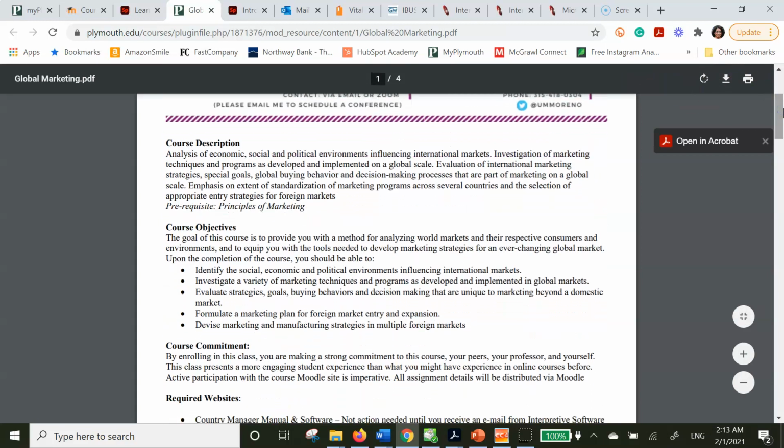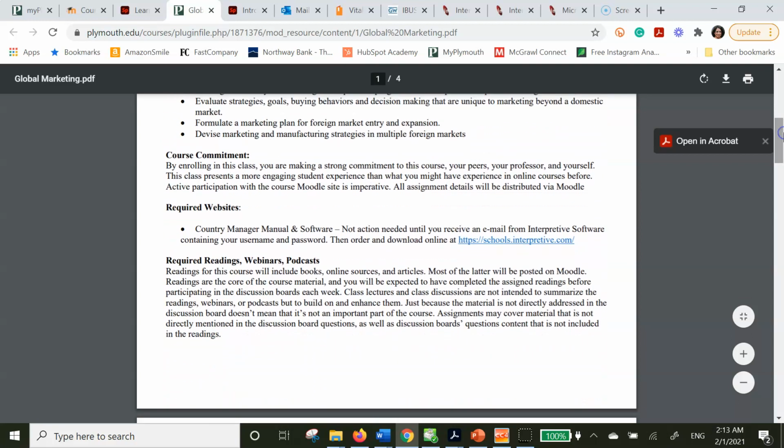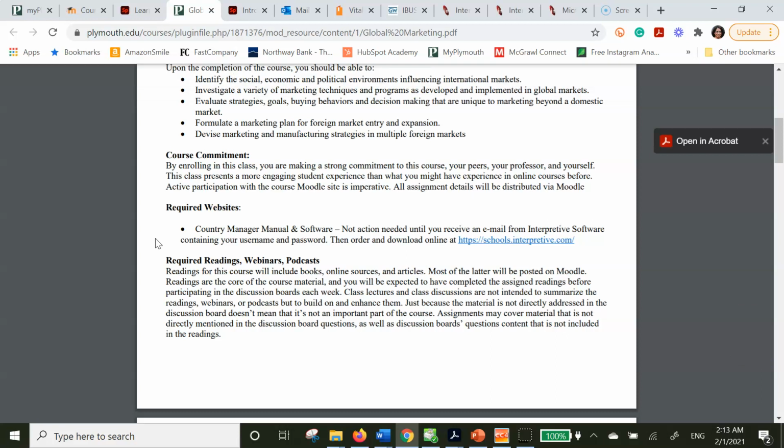You can read the course description, the objectives, the commitment that you're making for this class, and something very important, which is the required website. I am not asking you to buy a book for this class. The majority of the time, I'm going to provide the information, and once we have set the theory that we need to understand the class, the rest of the information you're going to get from this website, which is Country Manager, and actually the website is Interpretive. So the big project and the big load of work for this class is going to happen in this website.